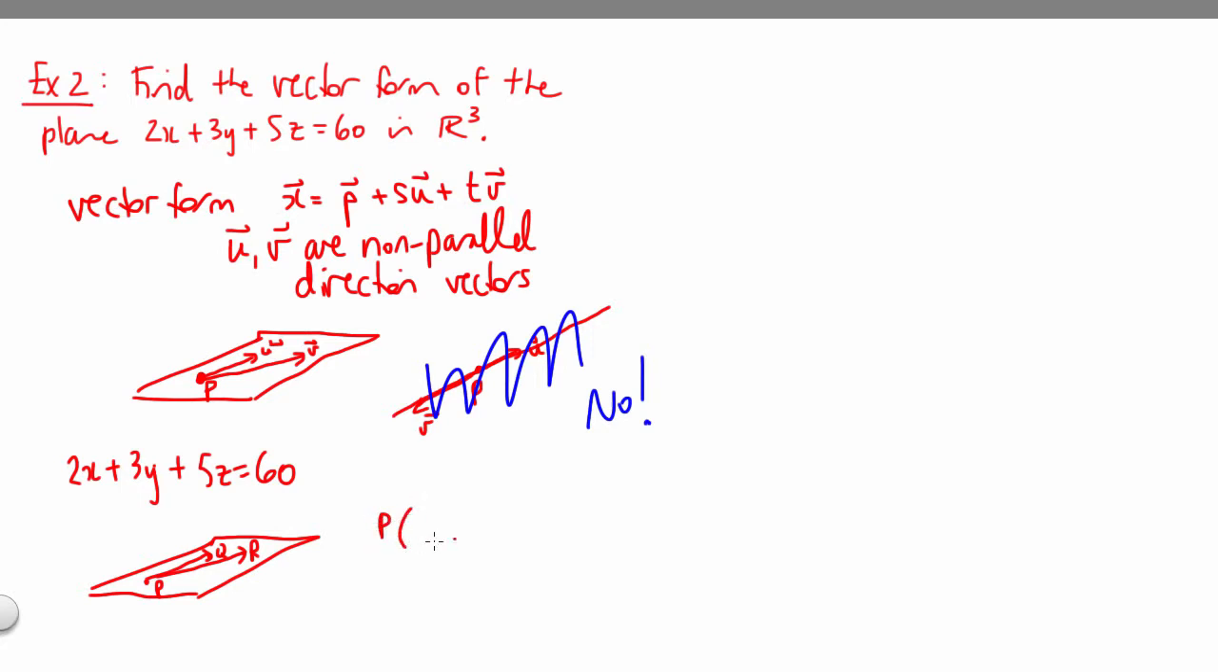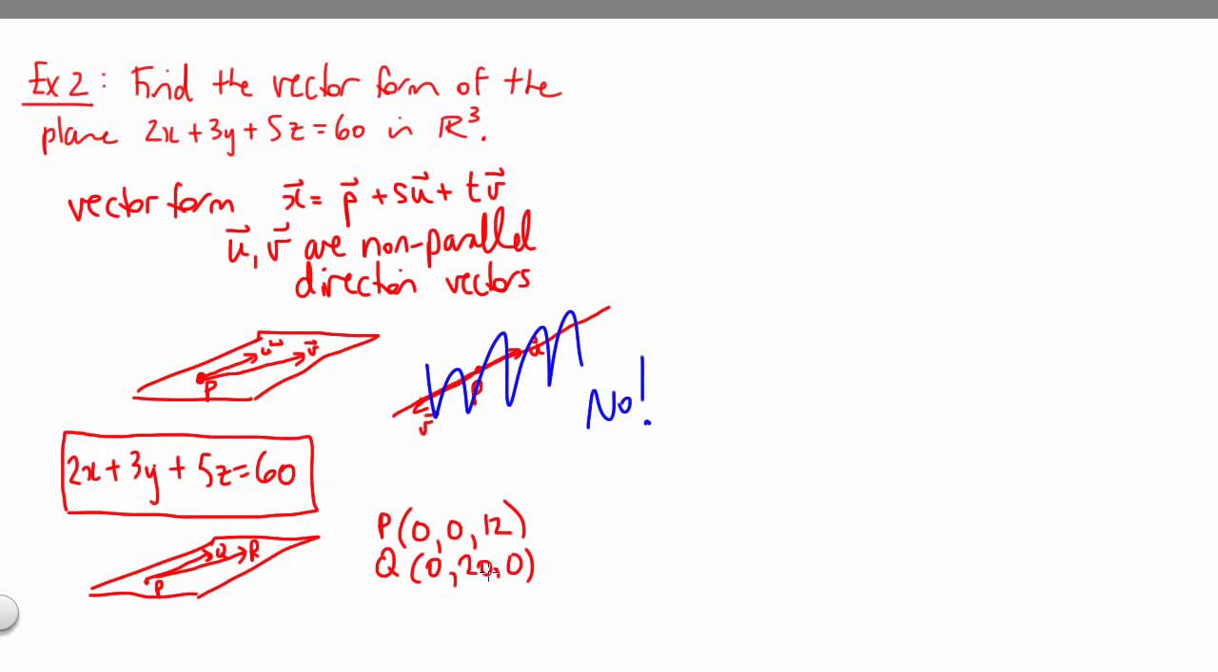Often the easiest way to find these 3 points is to let two of your variables be 0. So if we let x and y be 0, this general form collapses down to the equation 5z = 60, and that tells us z is equal to 12. So that gives us 1 point on the plane. Similarly, letting x and z be 0, our equation looks like 3y = 60, so y must be 20. And letting y and z be 0, we get the equation 2x = 60, so x must be 30.